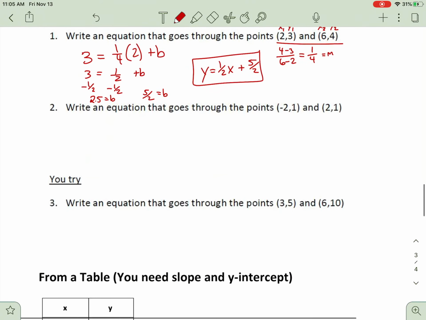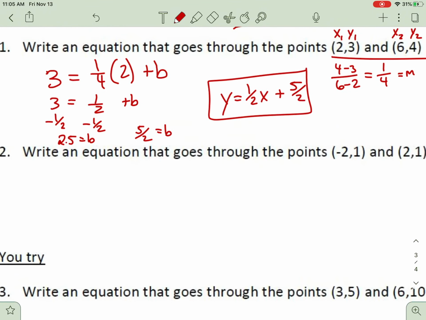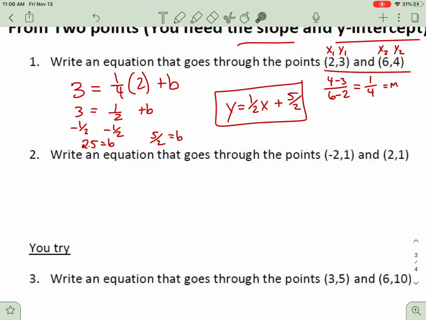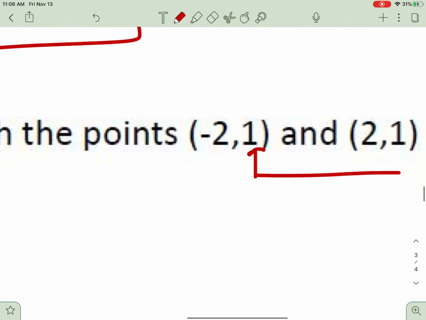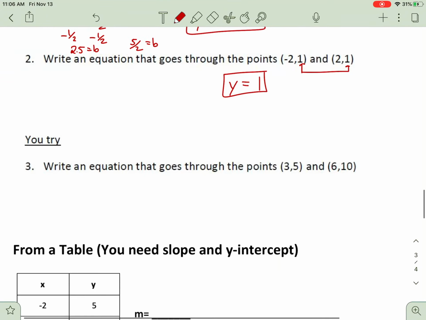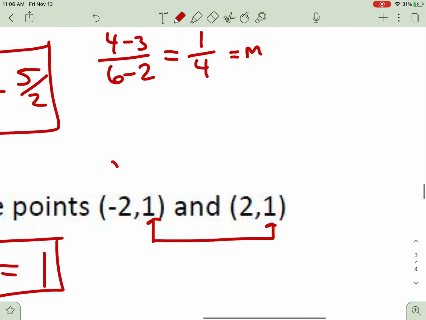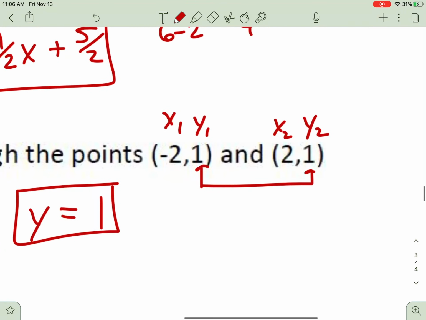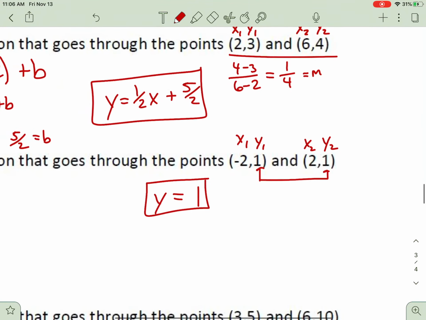All right, last one of this scenario. I'm sorry, we have 2 more, but this next one's not that bad because it says write an equation that goes through the points negative 2, 1, and 2, 1. So notice what value stays the same? The y value. So that means this equation, no matter what, is going to have y equal to 1. So there's our equation. Okay, you could actually use the formula again, and that's okay, but it's going to give you a 0 slope, right?